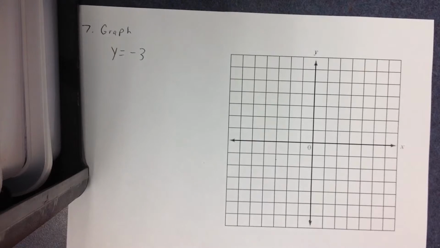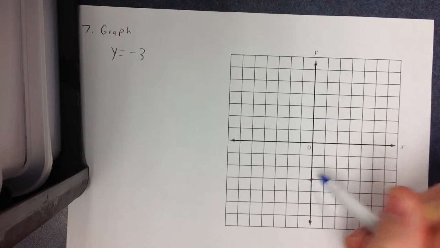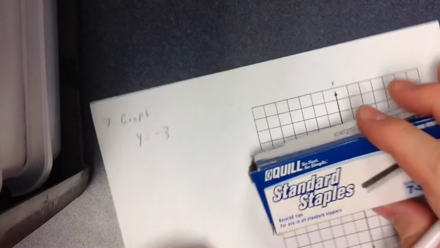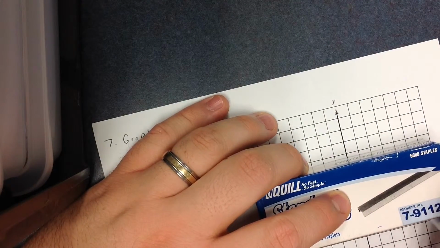So now we're going to talk about y equals. So if I have y equals negative 3, again, y equals just a number. It's a horizontal line, so I go down to y equals negative 3. And then draw my line straight across.